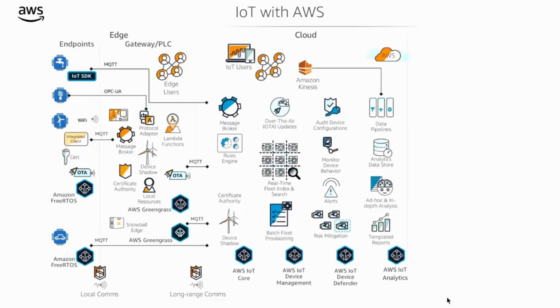There's our rules engine within IoT Core to be able to route the messages. Within device management, we can search through data. We have those over-the-air updates. Device Defender, mitigating our risk with our anomaly detections. And then analytics on the far side, being able to ingest real-time streaming data into our data store and deriving value.